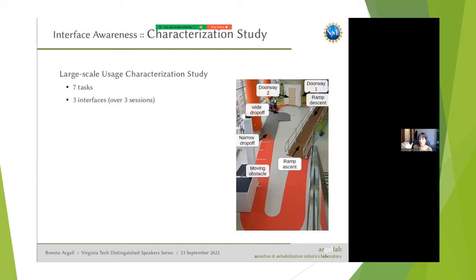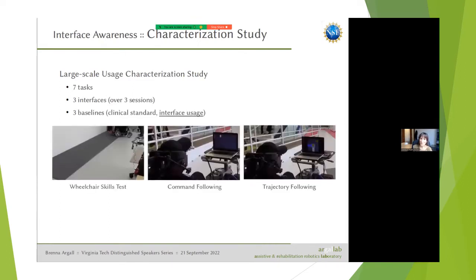One interface was used in each session, so people came over 3 sessions. We started each session with 3 baselines. One was a clinical standard, the wheelchair skills test that's used to assess wheelchair driving ability. And 2 of them we developed, to assess interface usage.